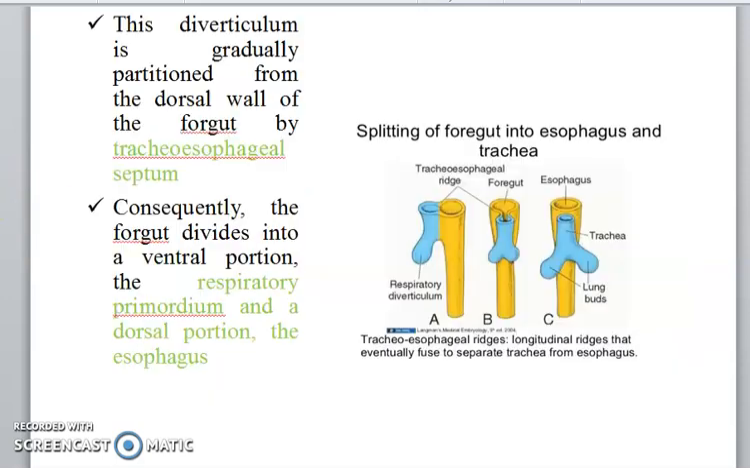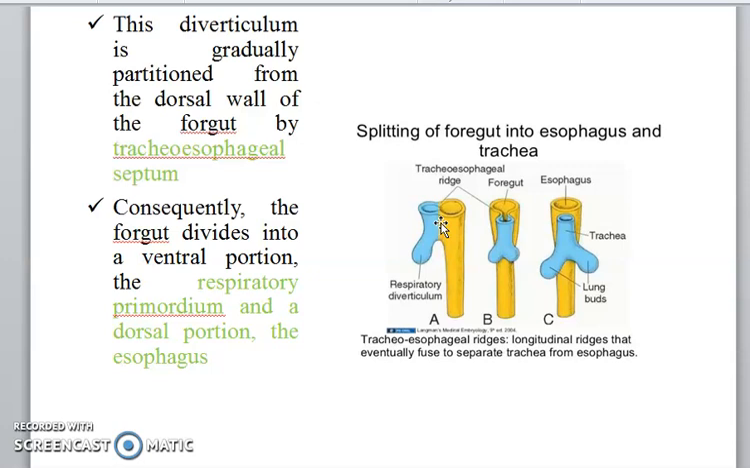So let's continue. Now on this slide, look at the further development of the esophagus. Now this diverticulum is gradually partitioned from the dorsal wall of the foregut by the tracheoesophageal septum. Please look at this diagram. A. There is a tracheoesophageal ridge, that is a division between the tracheal portion and then the esophageal portion. There is a bridge, a connection. Okay, could also be called a septum. So there is this separation between them.